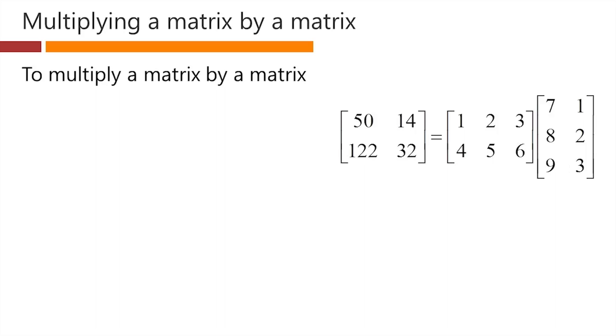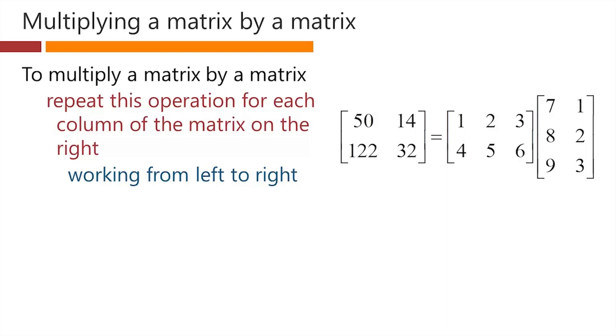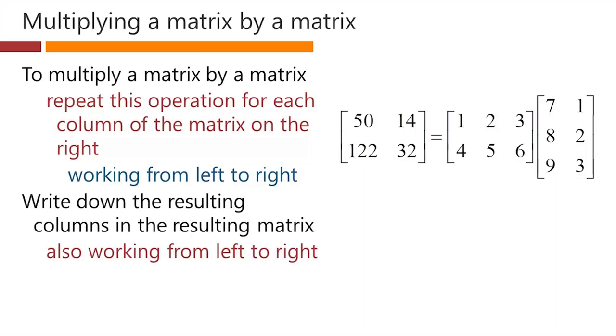So you see that the results in this first column here are the ones that we get from the first column of this matrix on the right, and the ones in the second column are the ones that we get from the second column in the matrix on the right. So as we've just done, we see that what we do is we repeat our operation for each column in the matrix on the right, working from left to right in the result. And we write down the answers as the elements in this matrix here, also working from left to right.